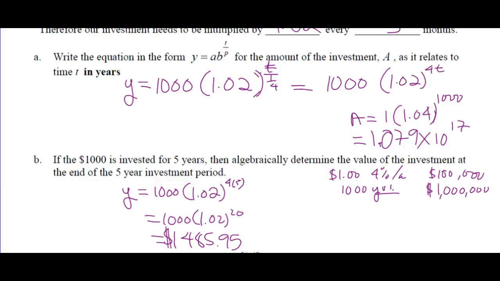As is this, right? That's actually probably more money than is in the world right now. I mean, it's 10 to the 17. That's 100,000 trillion. Big number, exponential growth.